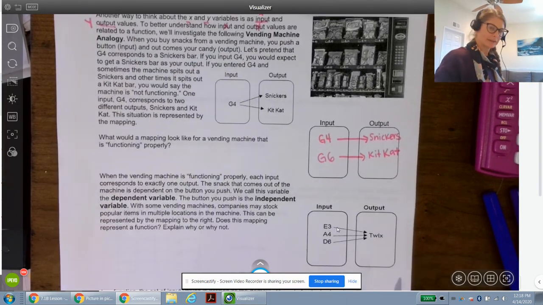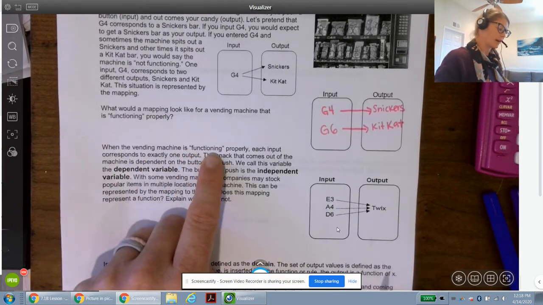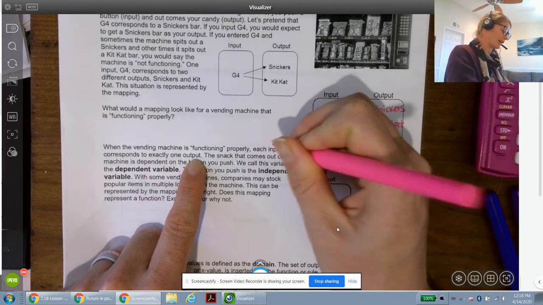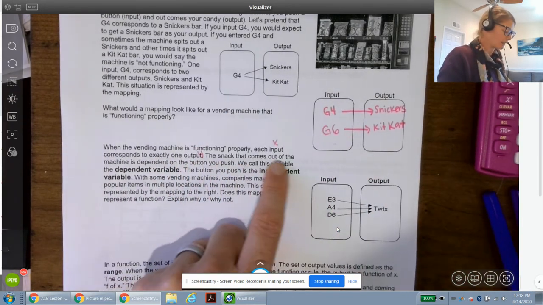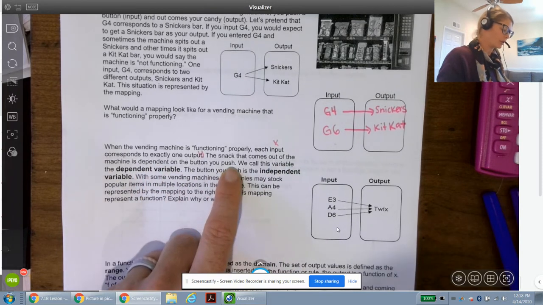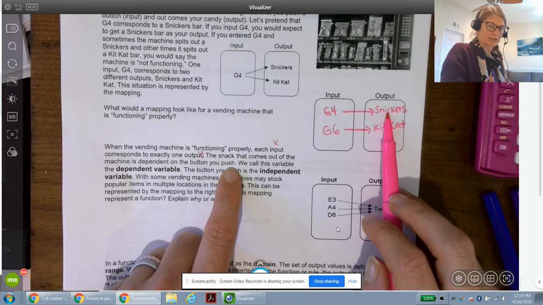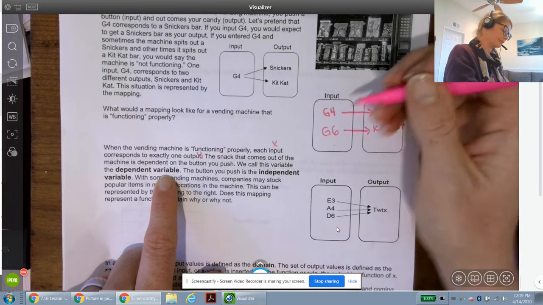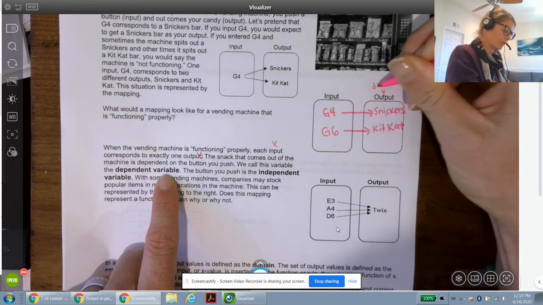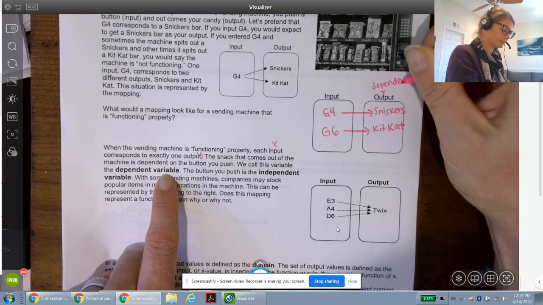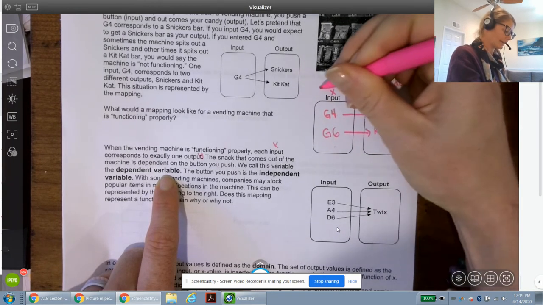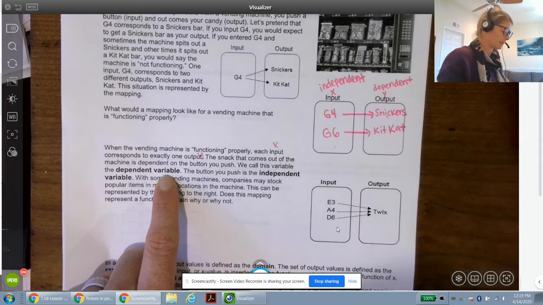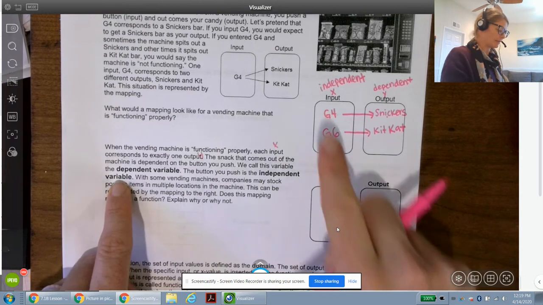So let's take a look at the next paragraph. When the vending machine is functioning properly, each input corresponds to exactly one output. Each x corresponds to one y. The snack that comes out of the machine is dependent on the button you push. If you want a Snickers, you have to push G4. We call this variable the dependent variable. So output, or y, or dependent. Input is x, or independent. The button you push is called the independent variable.